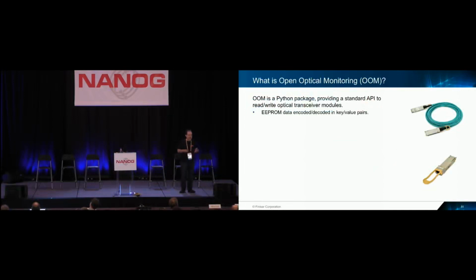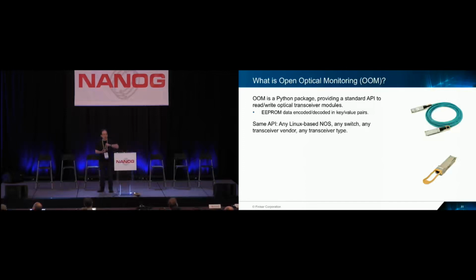It's basically a Python package that provides, as I said, a standard API that reads and writes to optical transceivers. The EEPROM information inside the transceivers is encoded or decoded in key value pairs, and it can be queried, as I said, obviously in Python. It's the same API for any Linux-based NOS. So any switch, any transceiver type, any transceiver vendor, as long as they meet the standards in the MSAs, via OOM, that transceiver can be queried or controlled in many cases.